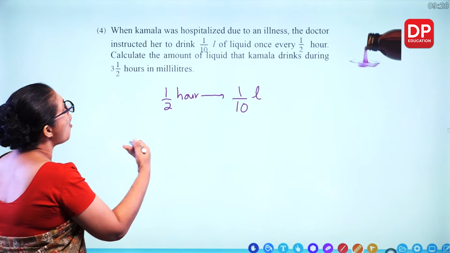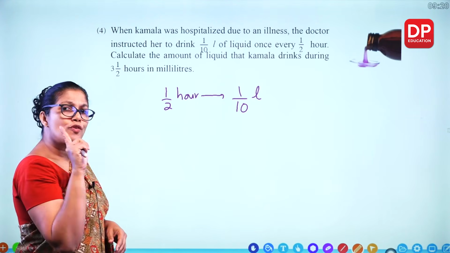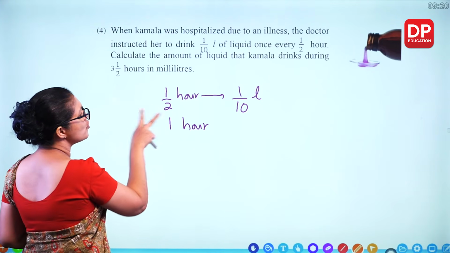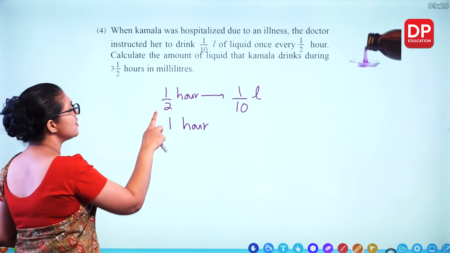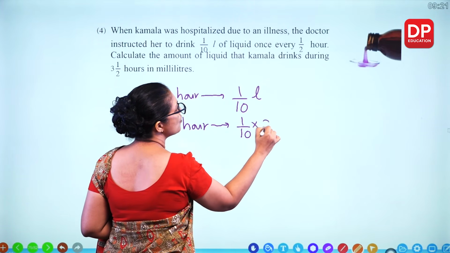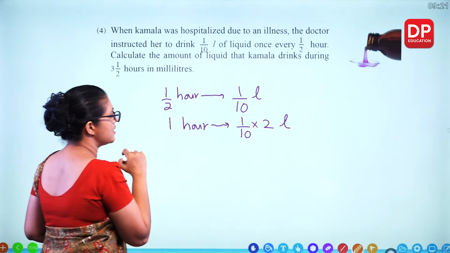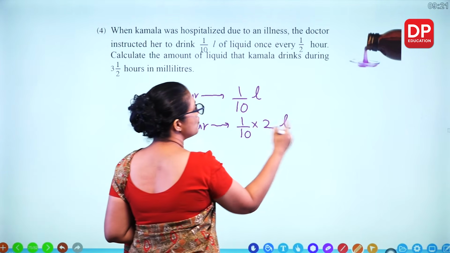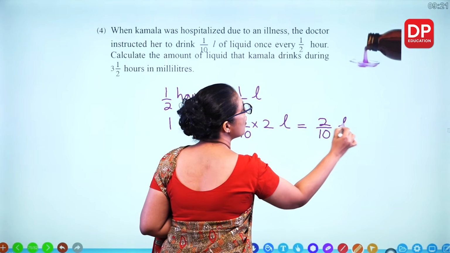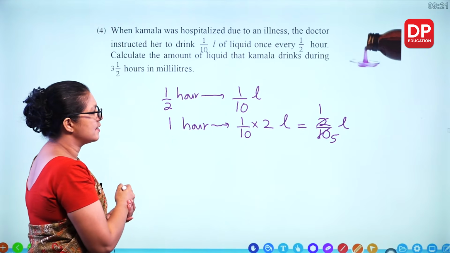So how many hours are there? So half an hour, this is this one. So what about for 1 hour? You have 2 half an hours for 1 hour. So multiply this by 2. So you get this much of liters. So when you multiply the numerator, you get 2 over 10. Or you can simplify, you get 1/5 of a liter.